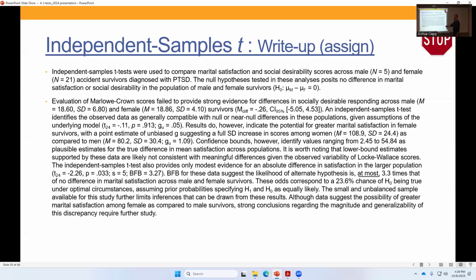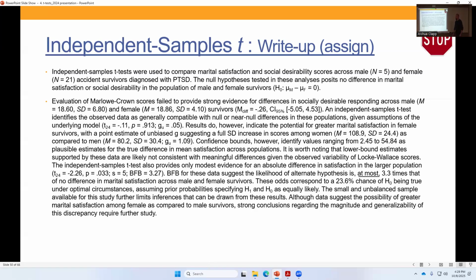So we say via the Bayes factor bound that these data suggest the likelihood of the alternative hypothesis is at most 3.3 times that of no difference in satisfaction across female and male survivors. These odds correspond to a 26.3% chance of the null model being true under optimal circumstances, assuming prior probabilities of alternative and null are equally likely. This is just me showing off and giving you examples of different ways to interpret the Bayes factor based on what we went through and talked about, right? This is just me trying to say, yeah, we found something. But if we're being realistic and looking at strength of evidence, it's really not all that compelling.